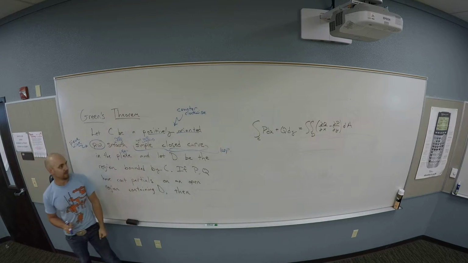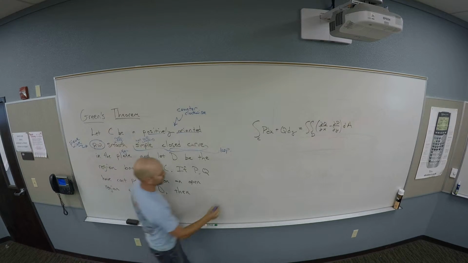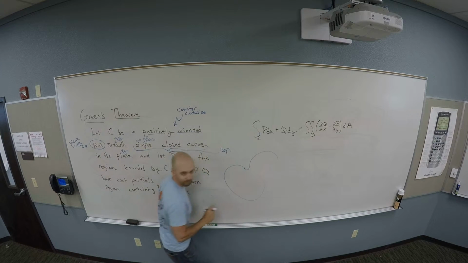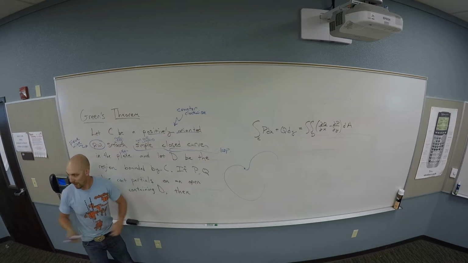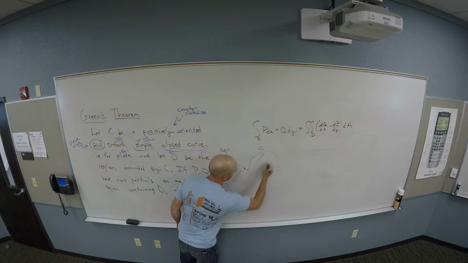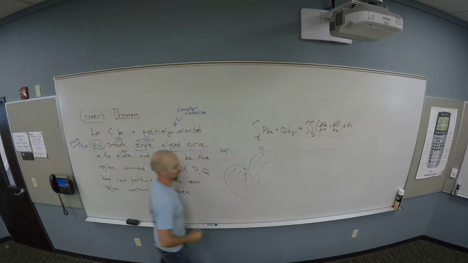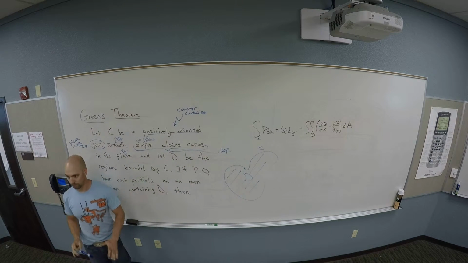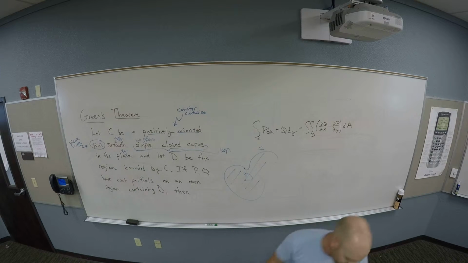What the heck is D? D is the region bounded by C. There's a loop, and it's the shading inside. Yeah, perfect. D's the stuff inside. So if this is C, D's this stuff. Cool. All right, what else have I got to break down here?